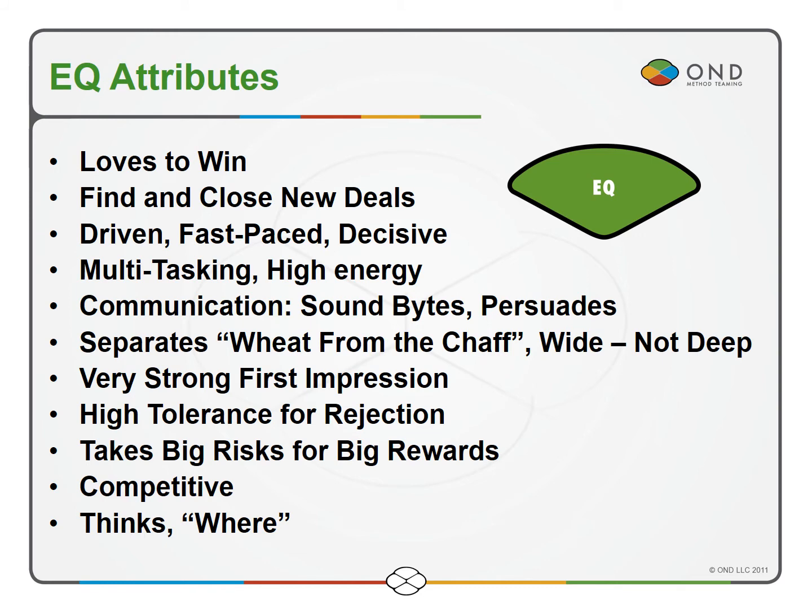When the other intellects make a mistake or they're rejected, they'll beat themselves up for months. Not so the EQ. If they make a mistake or they're rejected, they're ready to go again in the next half hour. They have a high tolerance for that. They will take a big risk for a big reward. They are fundamentally not interested in incremental improvement, no matter how sure. They're very competitive, and again, they want to win every contest they're in.